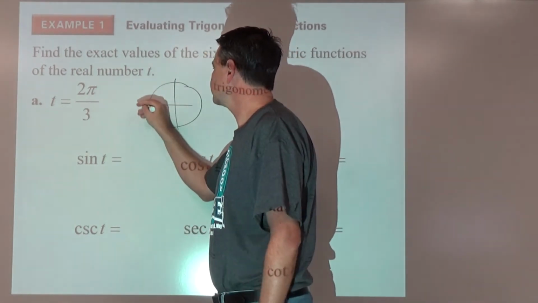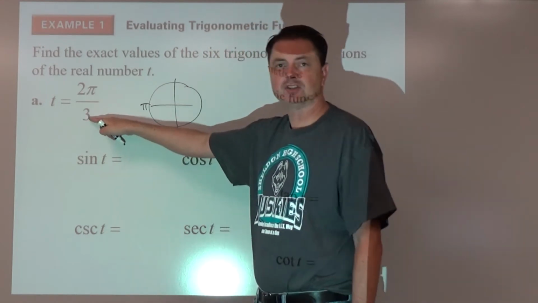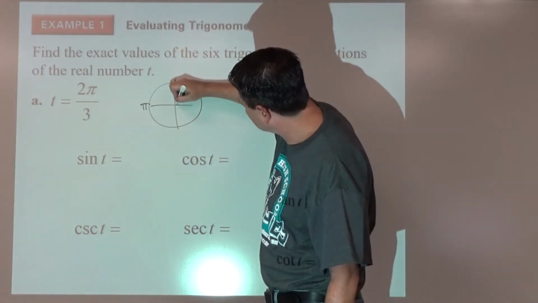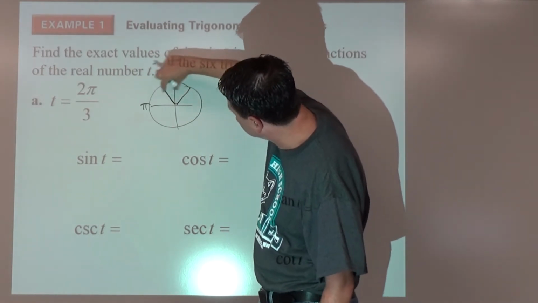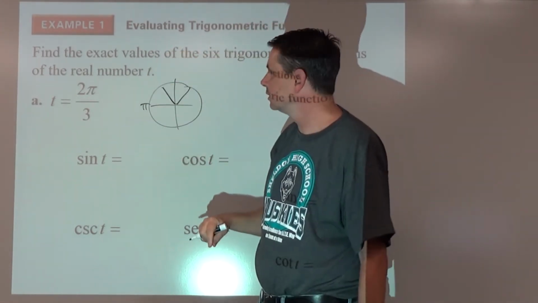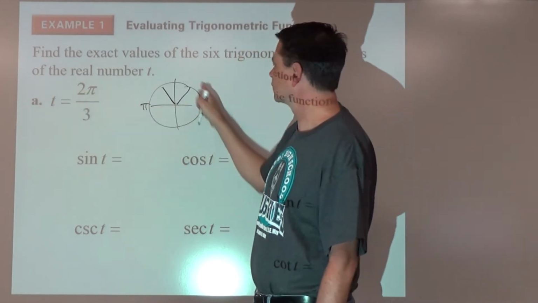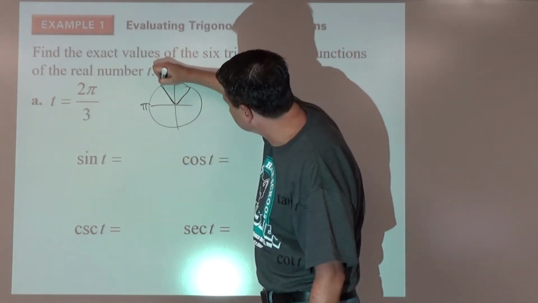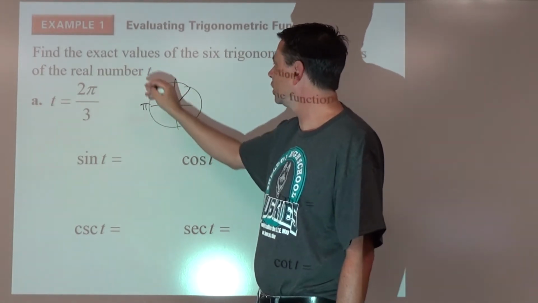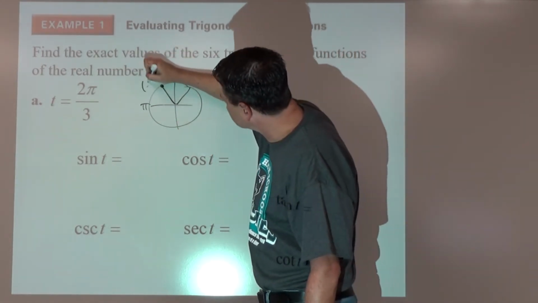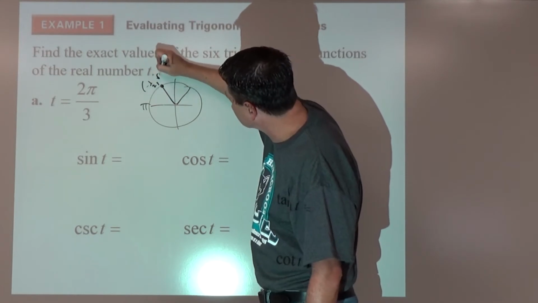Well, I know pi is over here. I'm cutting it into 3 equal pieces: 1, 2, 3. So 1 piece, 1 piece, 1 piece. And we want to go 2 of those. So here's 1 pi over 3, 2 pi over 3 puts us here. We've gone short and long. So short, negative 1/2. Long, root 3 over 2.